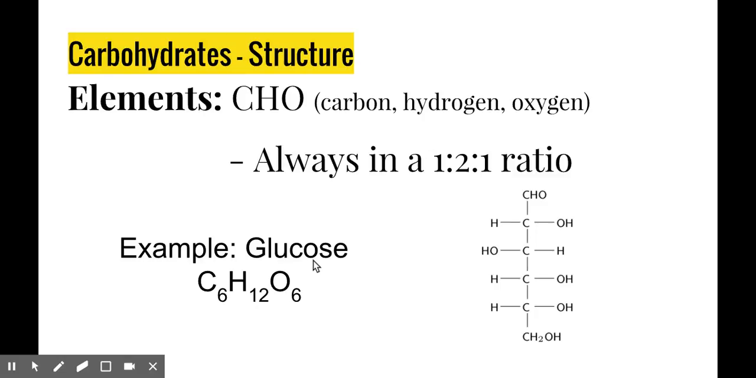So the example I gave to you guys on the bottom is glucose. Glucose is a carbohydrate because we notice in its formula, C6H12O6, we have 6 carbons, 6 oxygens, so the same number of those atoms, and twice as many hydrogens. We have 12 of them.